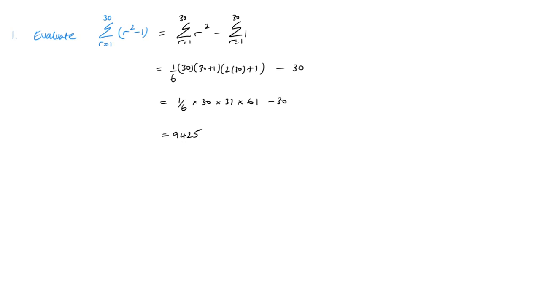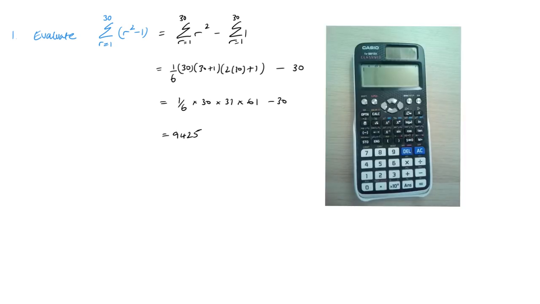And that gives us 9425. And then checking it in my calculator, that is sum, r squared minus 1, from 1 to 30. And 9425, so that is the right answer, and we can move on.